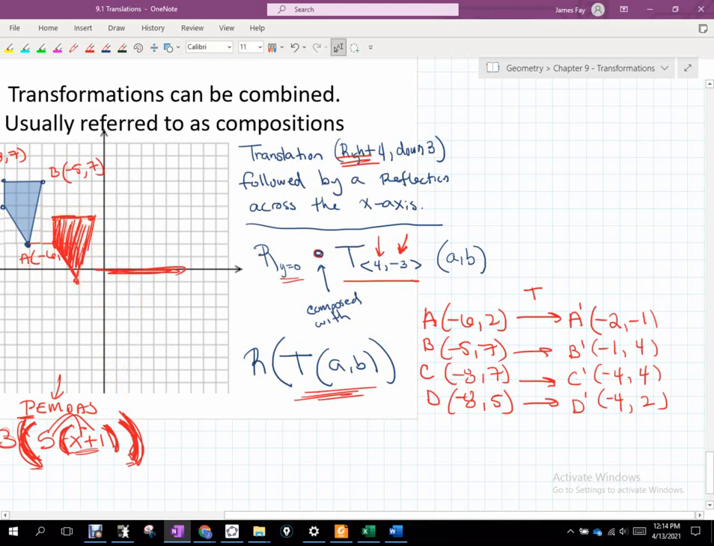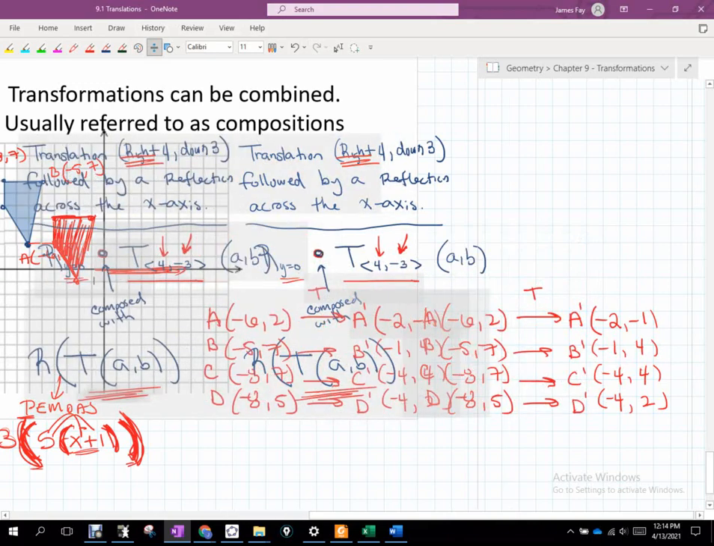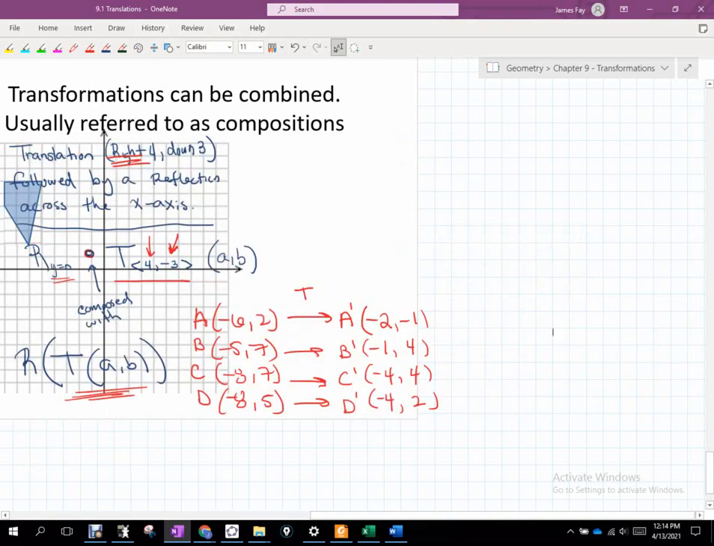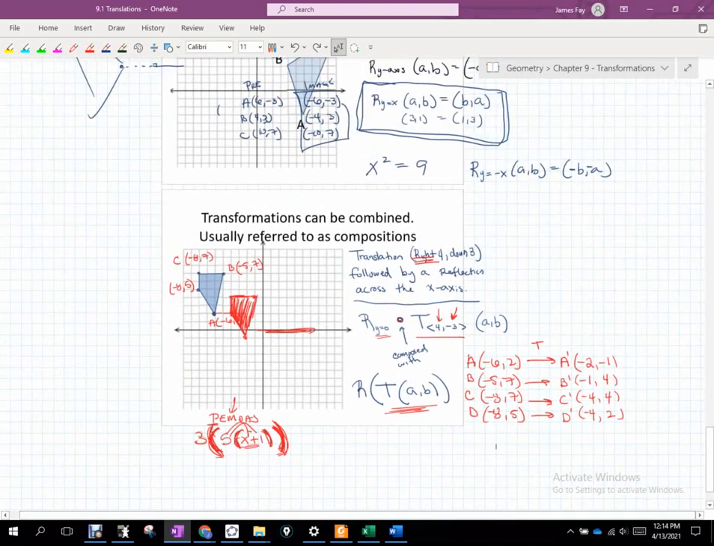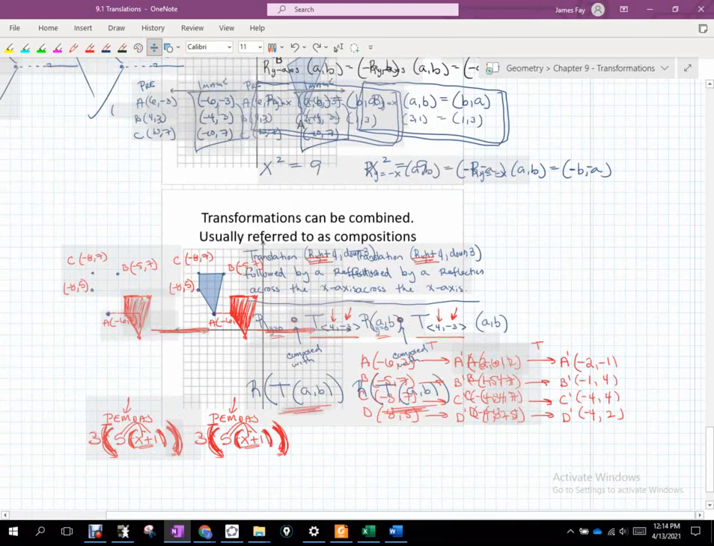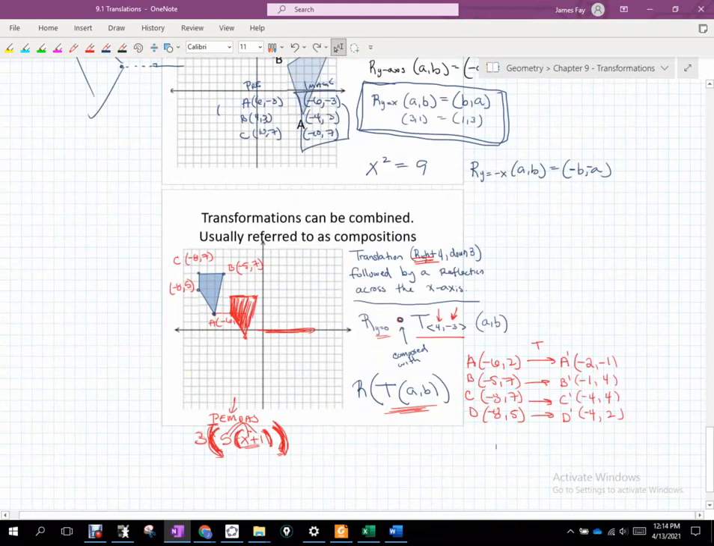Okay? So I'm going to just look at my ordered pairs now. Looking at these ordered pairs, Control Z. Why does it do that? Oh, I know why.